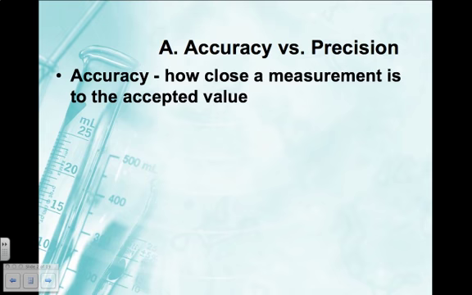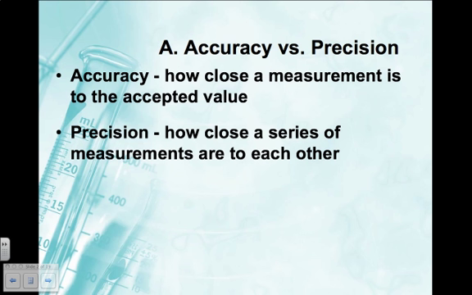Accuracy is how close a measurement is to the real value. So how close it is to being correct. If I measure the density of something and I said it's 2 grams per milliliter and it's actually 1 gram per milliliter, I'm not very accurate. I haven't gotten very close to the 1. So accurate is just basically how correct you are.